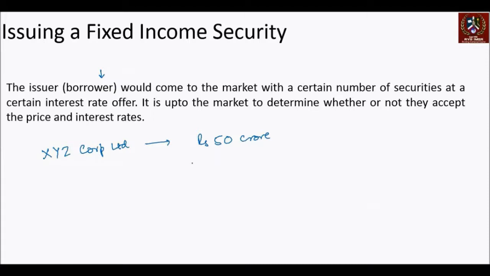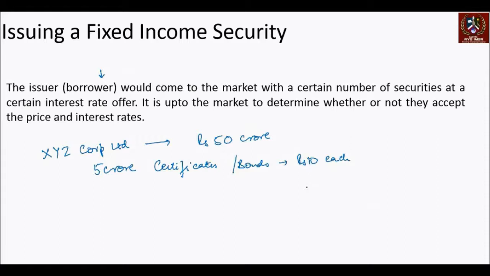So they come to the market, they say we will issue certificates or let's say bonds, and each certificate would be worth rupees 10 each. So we are going to issue what? 5 crore certificates for rupees 10 each, right? Now, how much interest they have to offer is for them to actually gauge from the market interest.